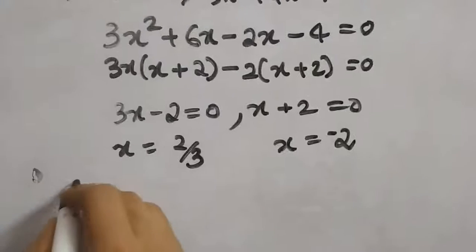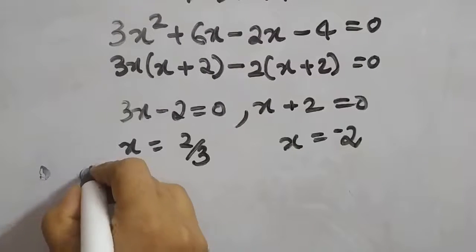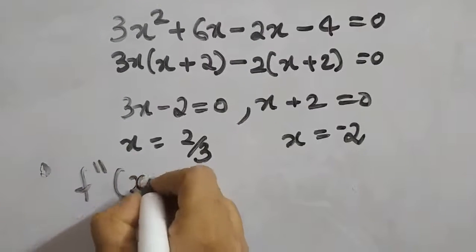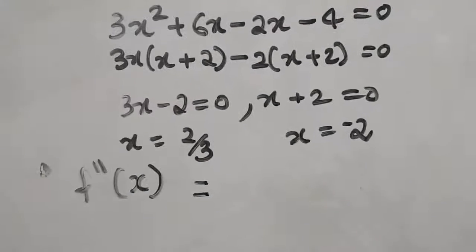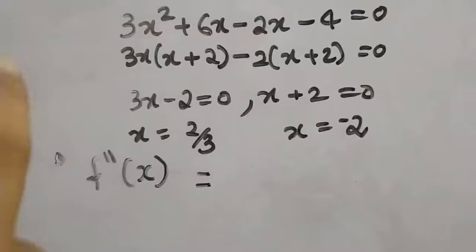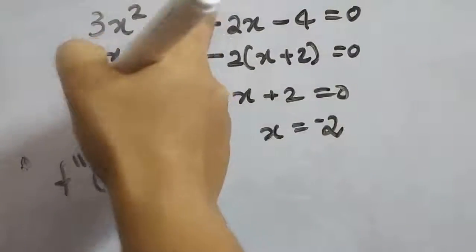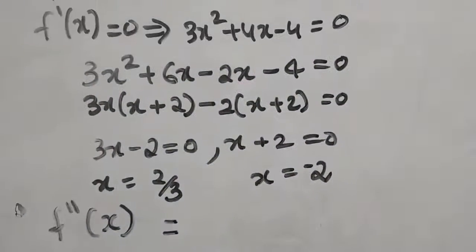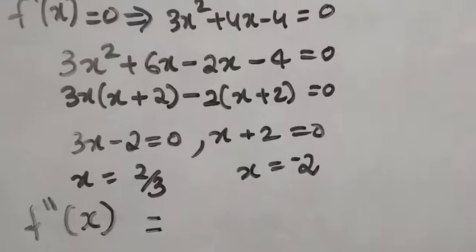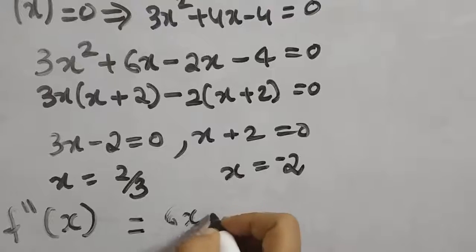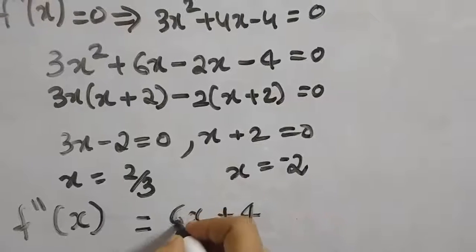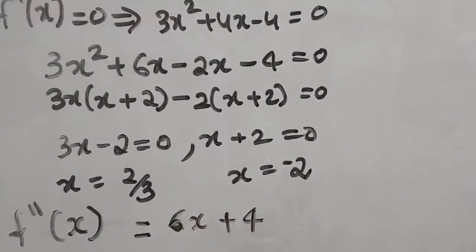Third step is f double dash of x. You have to find f double dash of x. What is the meaning of f double dash of x? That means you have to take again derivative of f dash of x. So it will be 6x plus 4. So the answer would be 6x plus 4.